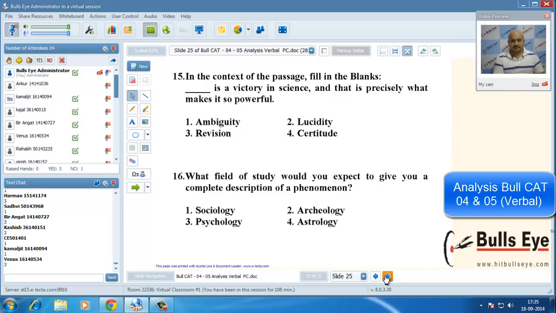16th answer. Which field of study would you expect to give you a complete description of a phenomena? See, in this given passage, if I ask you another question, what is the central idea of the passage? Guys, quickly type in central idea. The central idea is that science, even though it can be doubtful, is far better than going with the kind of knowledge which is deterministic in nature.